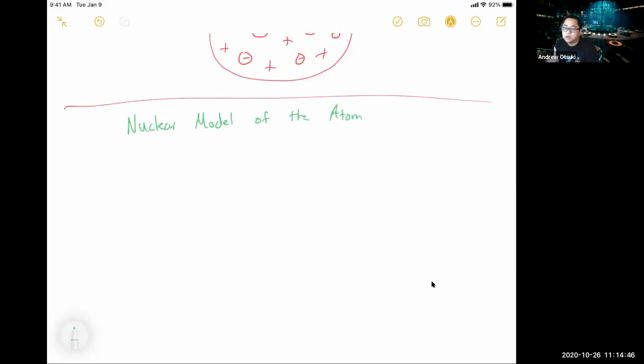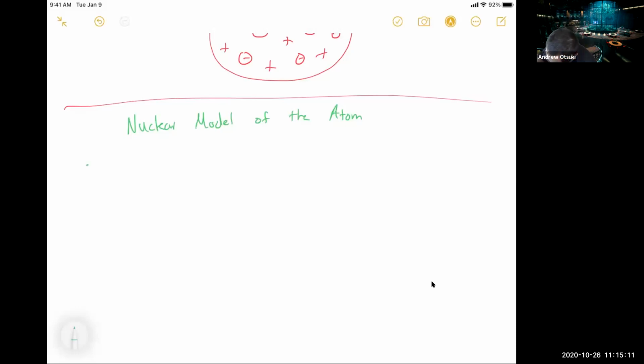Of the two theories, I might ask you about the Plum Pudding Model, and I might ask you about Rutherford. There can be some questions, so definitely do not neglect them. They're very important models to our understanding of the atom, so they may be tested. Okay, so the nuclear model of the atom.